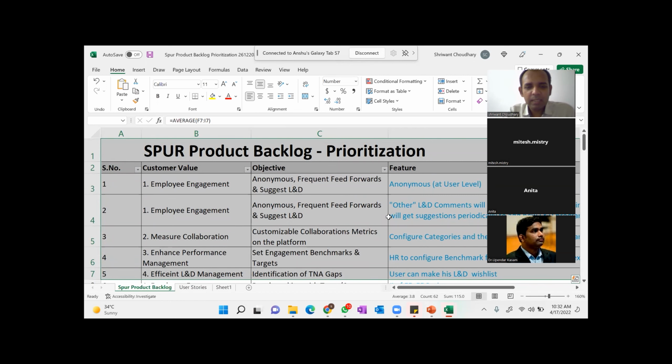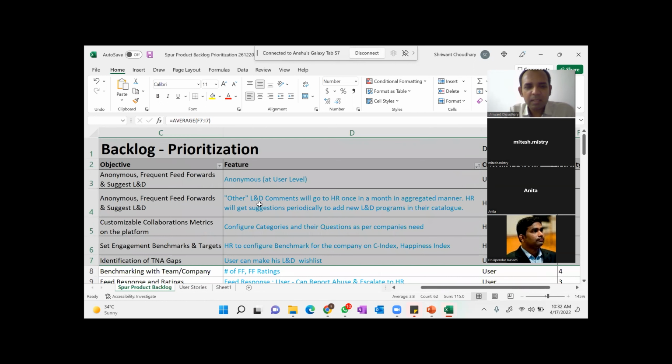And what are these? These are anonymity, configuration of categories and questions, benchmarking, and wish list. These things should be the topmost priority to be developed first, if at all this product has to achieve its value proposition, whatever value or whatever vision of this product is. In order to achieve this vision, these are the topmost priority based on the analysis.